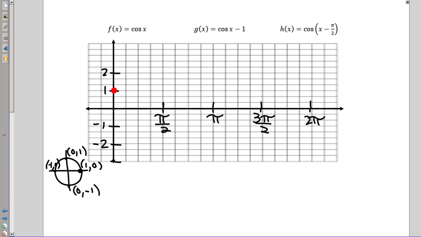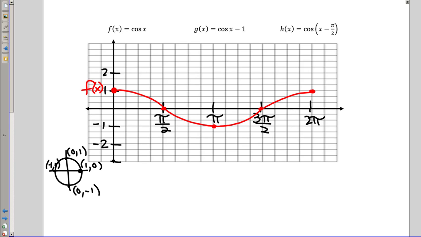Okay, so I have 1 at 0, then at pi over 2 I'm at 0, so in quadrant 1, positive, right? And then in quadrant 2, we go to negative, so we have down to -1. Quadrant 3 is negative, and then back to +1 in quadrant 4. Okay, so that's our f of x, which is the standard cosine curve.